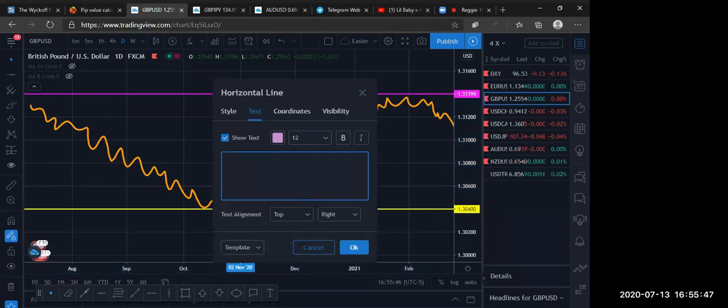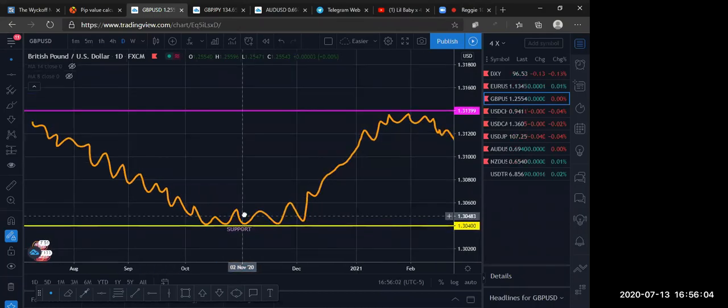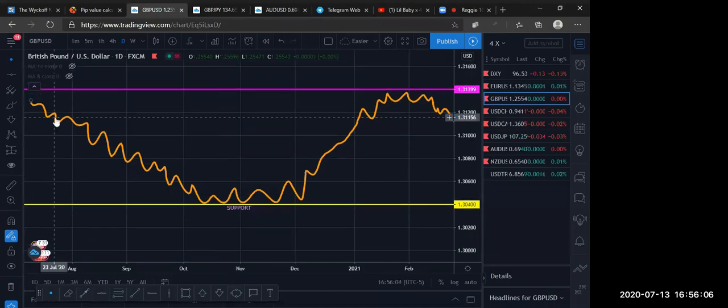This yellow line down here being the floor, this is support. And why is it support? I mean, this line is basically like supporting price. It's keeping it from falling below. This is signifying that this is a strong area in price where price is not breaking that area, or it's having a hard time breaking that area.